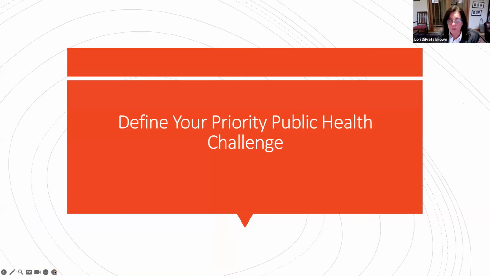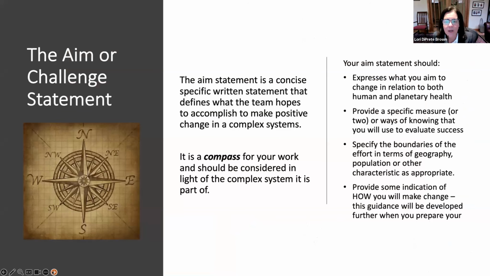So now we are going to try to define a priority health challenge that will be what you work with when you go into this app. It's very simple, but I wanted you to do it outside of the app, because struggling with an app and wordsmithing at the same time doesn't work as well. An aim statement is just a concise statement of what you want to achieve in terms of positive change in a complex system, and it functions like a compass for your work. So it really matters to get this right.